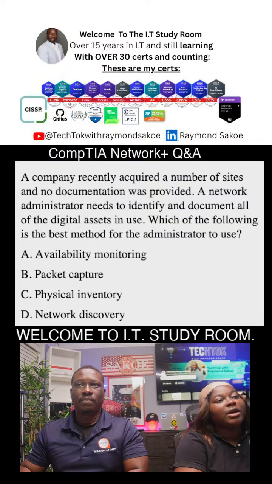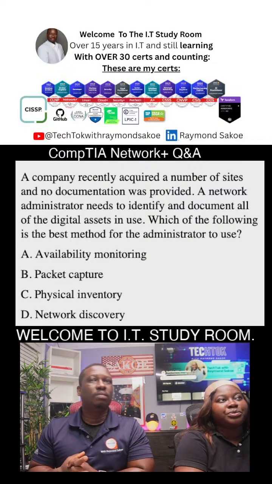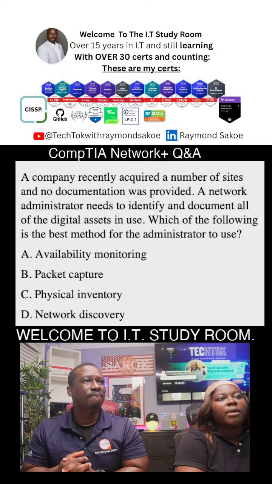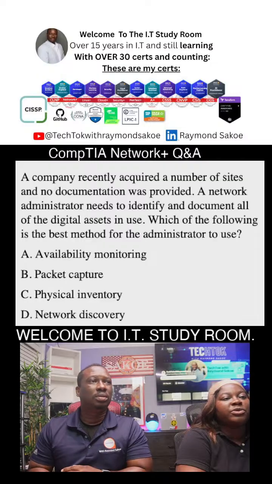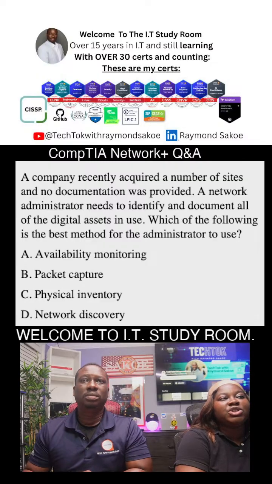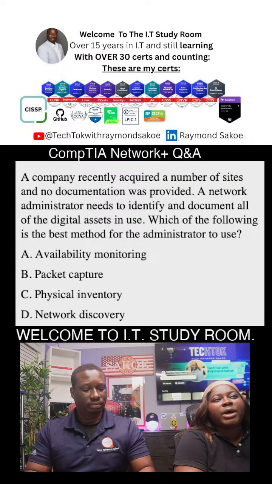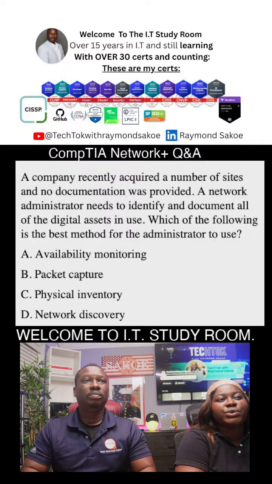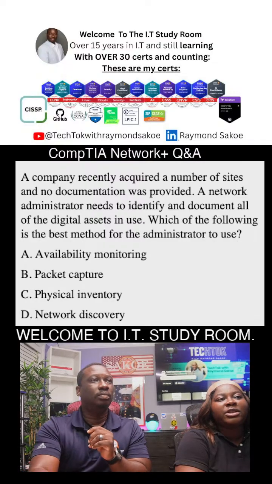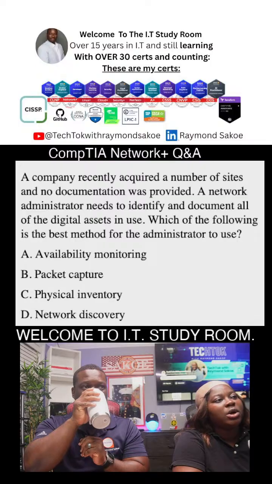All right, this is the next question. A company recently acquired a number of sites and no documentation was provided. A network administrator needs to identify and document all of the digital assets in use. Which of the following is the best method for the administrator to use?